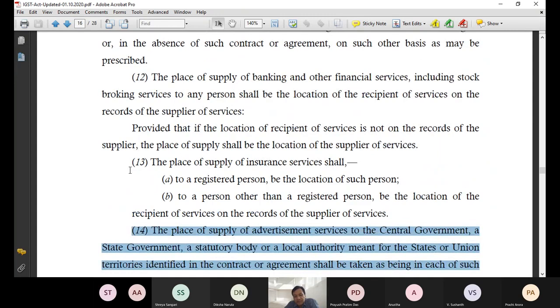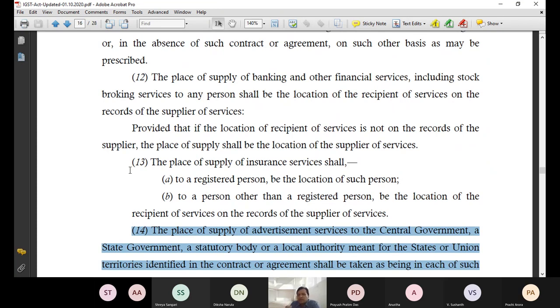Place of supply of advertisement services to the central government, a state government, a statutory body, or a local authority meant for the states or union territories identified in the contract or agreement. So whenever the government takes advertisement services, an agreement will be signed between the supplier of advertisement services and the government that our advertisement should cover these states or these union territories. Now, if elections are there in, for example, Delhi and Haryana, and the election commission wants to give the advertisement in the newspaper, then they would like to cover only those newspapers which will be distributed in Delhi and Haryana, because in other states there are no elections, so the government doesn't want to waste the money. So they will cover only Delhi and Haryana.